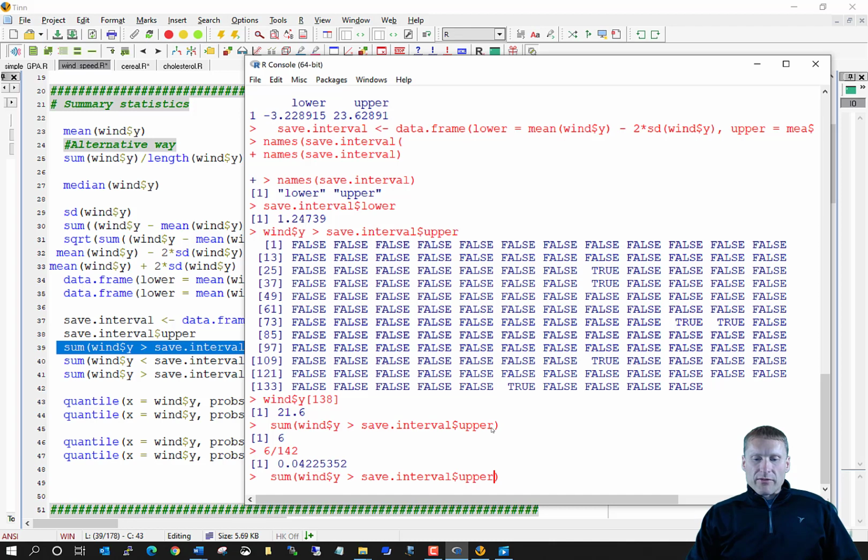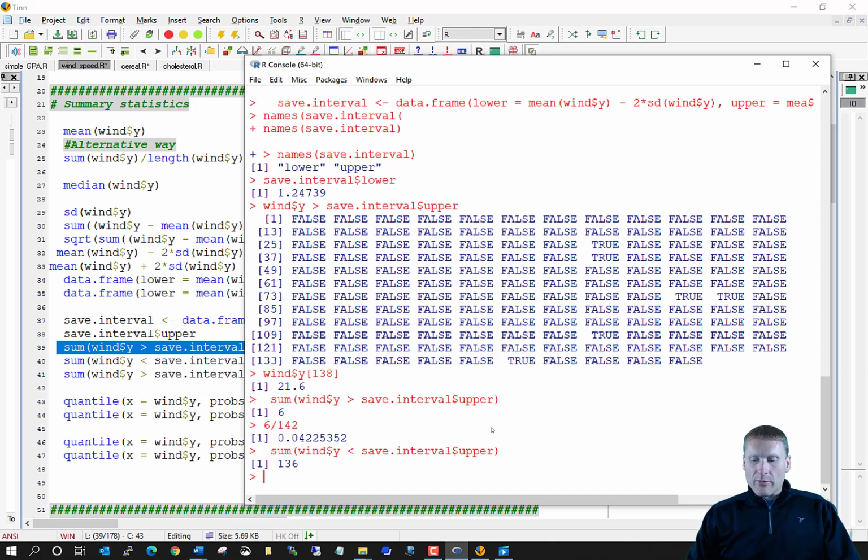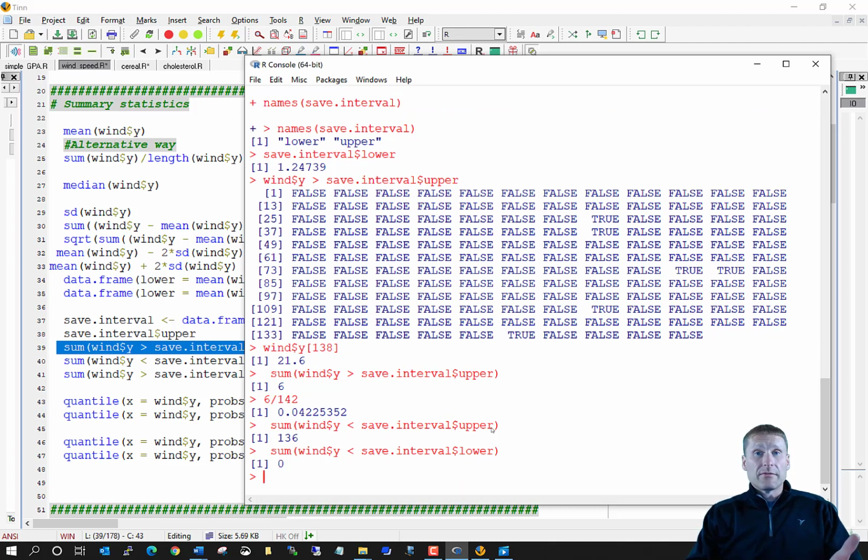In terms of the lower value, how many times are we less than it? 0. So we can see indeed that this rule of thumb does hold with respect to this data. Pretty much all the data values are within 2 standard deviations of the mean. So that's really cool.